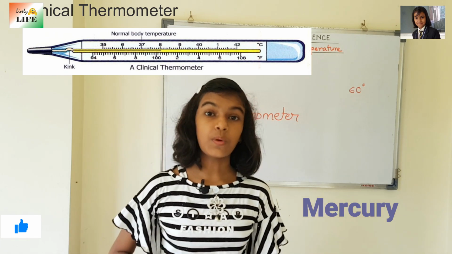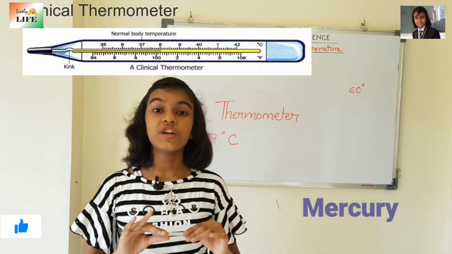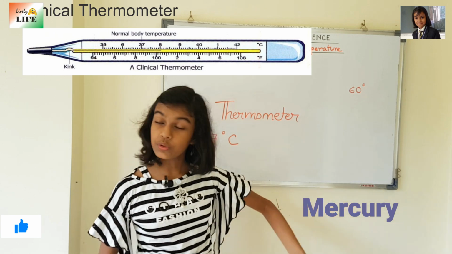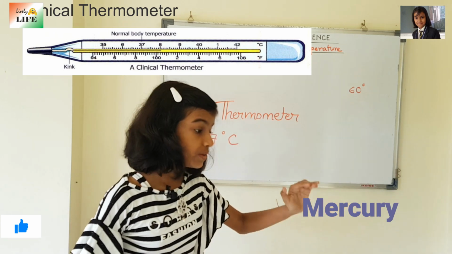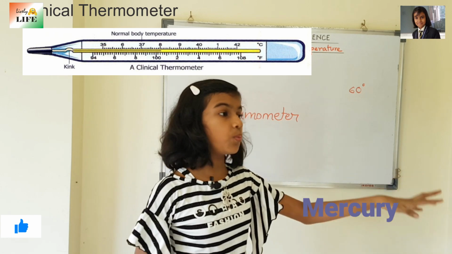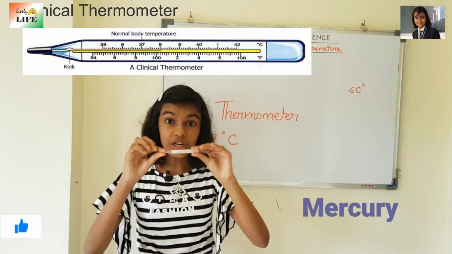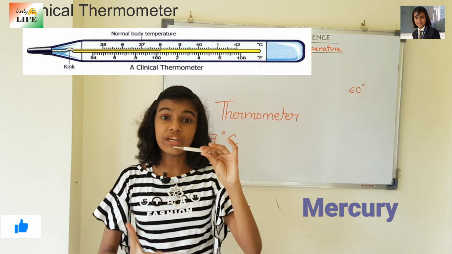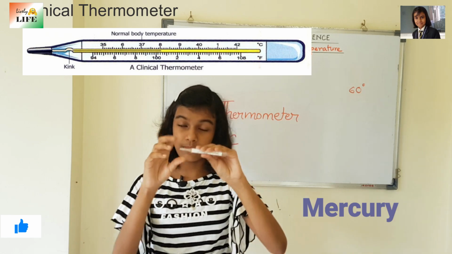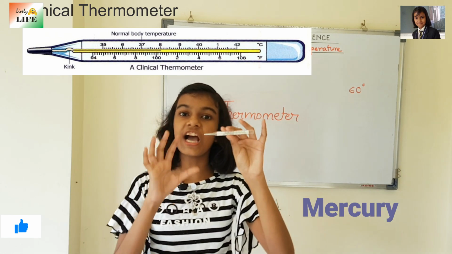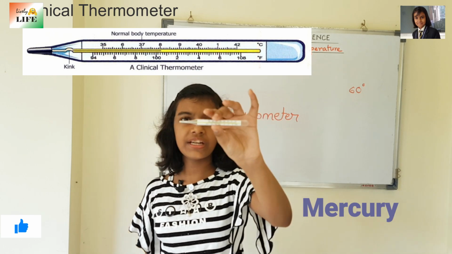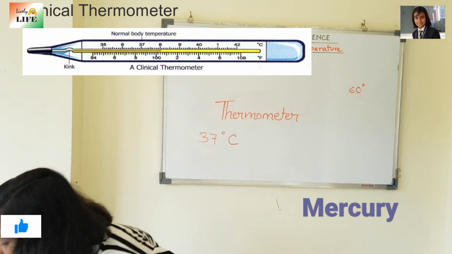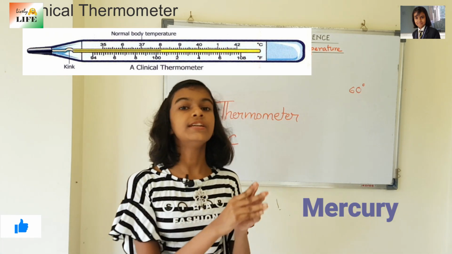Okay. And the next one, and the most important one, is that mercury has a high boiling point. What is a boiling point? Suppose you are heating water, the point at which the water starts to boil is known as the water's boiling point. Mercury has a high boiling point. It will not boil easily. You have to heat it a lot, and only then will it boil. That's why you can read the temperature easily. Okay. These are the reasons why mercury is used in thermometers.